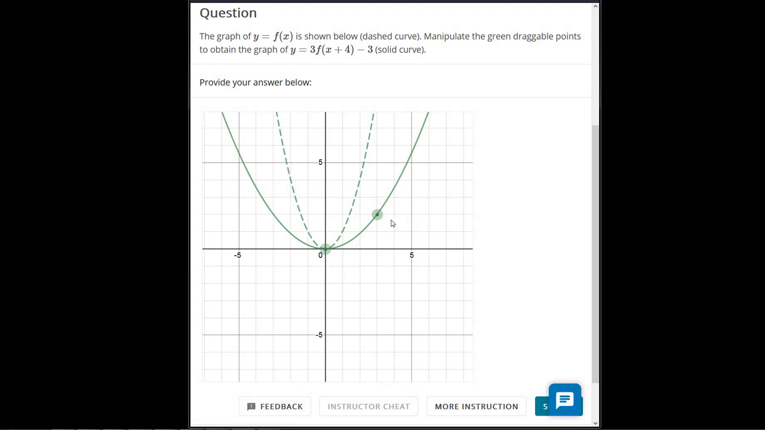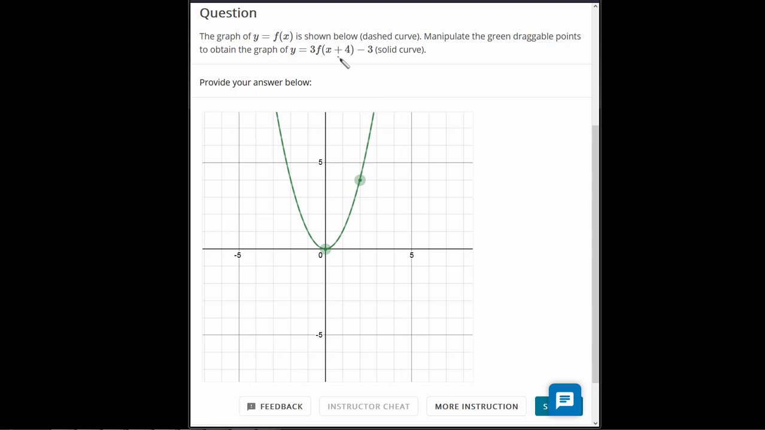Okay, so the first thing I always like to do in problems like this is line them up. I have control over the solid function, and that's where I want to put my final answer. But before I do anything, I want to start with it being on top of the original, because the thought process is that I want to apply transformations to this function in order to get to this function. So my starting place is the original function. Okay, so that's what we got.